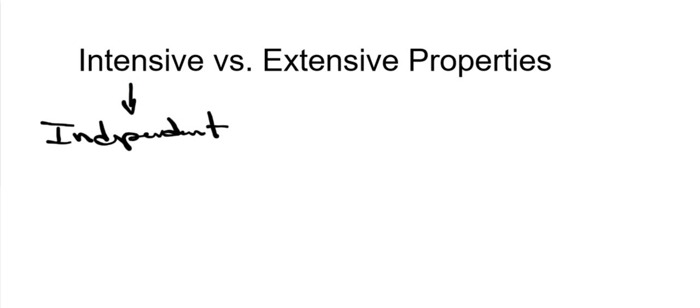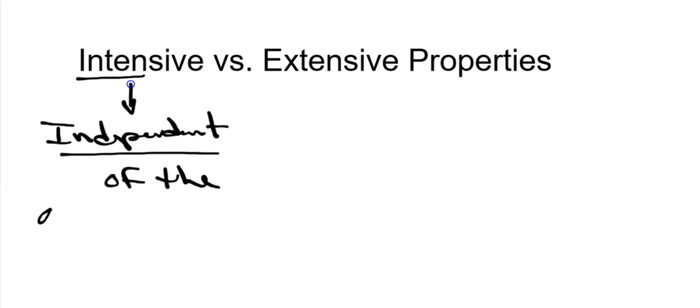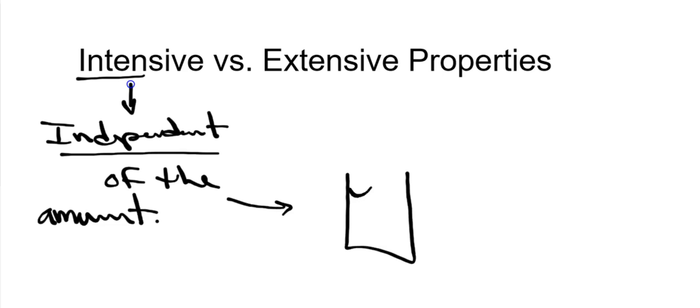And I'm writing with my finger on a screen, so if it looks ugly, don't worry about it. All right. So an intensive property means it's independent of the amount of the thing we're talking about. Okay, so a really good example of an intensive property is temperature. So I have a beaker here, and the water is at 20 degrees Celsius.